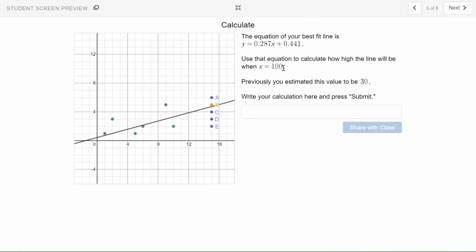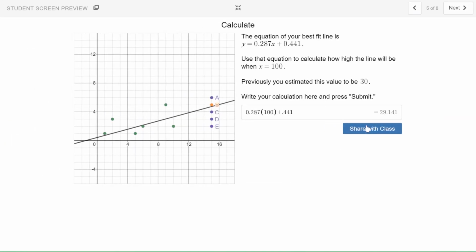Now we get a chance to calculate. So Desmos calculated the equation for my line that I drew, which is y equals 287 thousandths x plus 441 thousandths. And I'm going to use that equation to calculate how high the line will be when x equals 100. So I am going to retype what Desmos typed, except instead of x, I'm going to type in 100. And then I am going to add my 441 thousandths. Ooh, and my new estimate is 29.141 or 29 and 141 thousandths, which was pretty close to my previous estimate of 30. So I'm feeling pretty good about my skills right now.